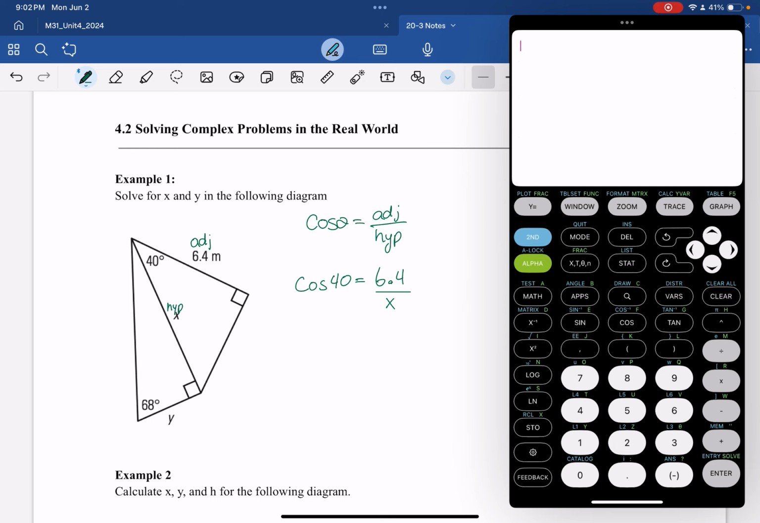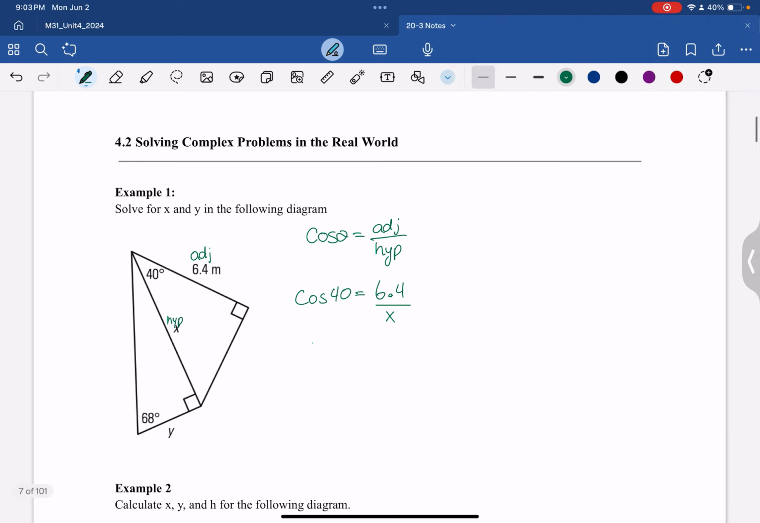So to solve for this, I'm going to take 6.4 times 1 divided by cos of 40. So I'll get, we'll go to one decimal place, 8.4. And I'll just slide that back over. Okay, so now I know that x is equal to 8.4. Okay, the last piece of information I need is this here, this y.